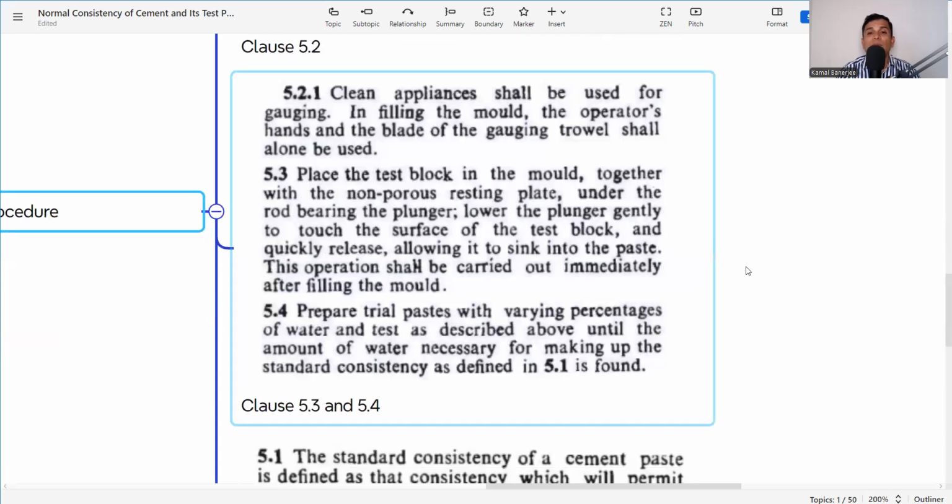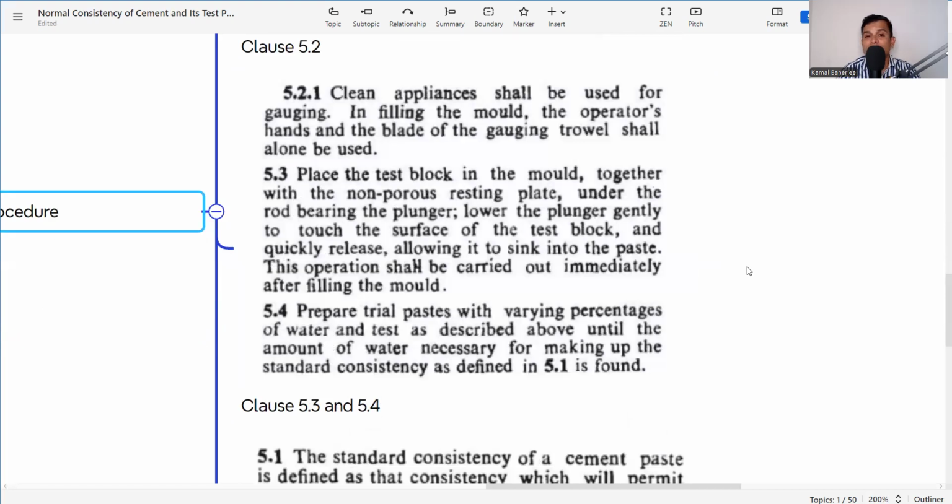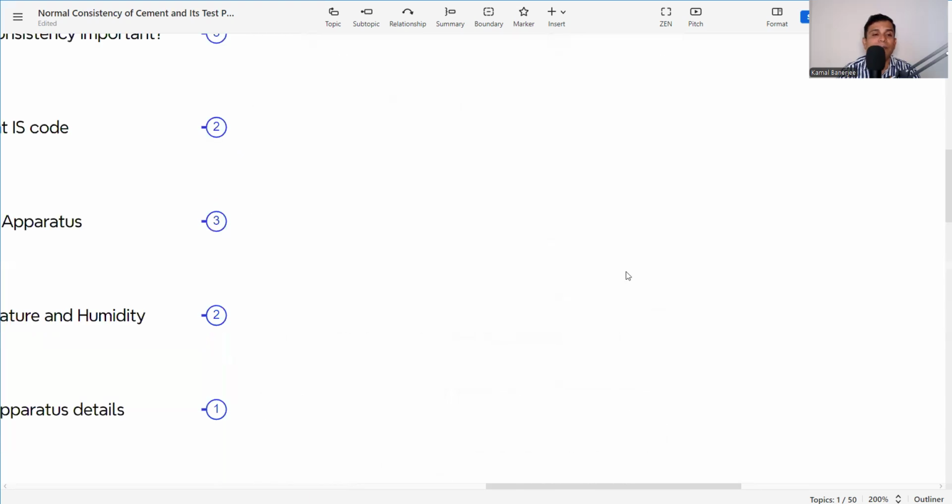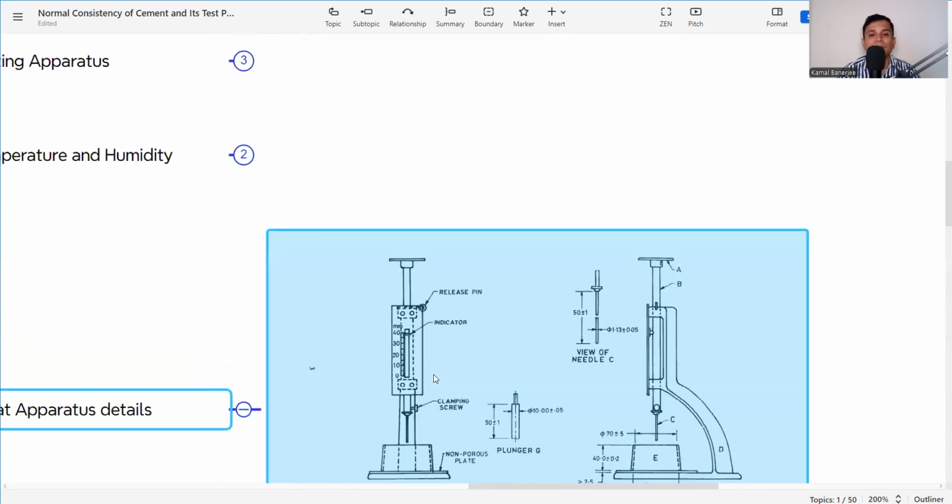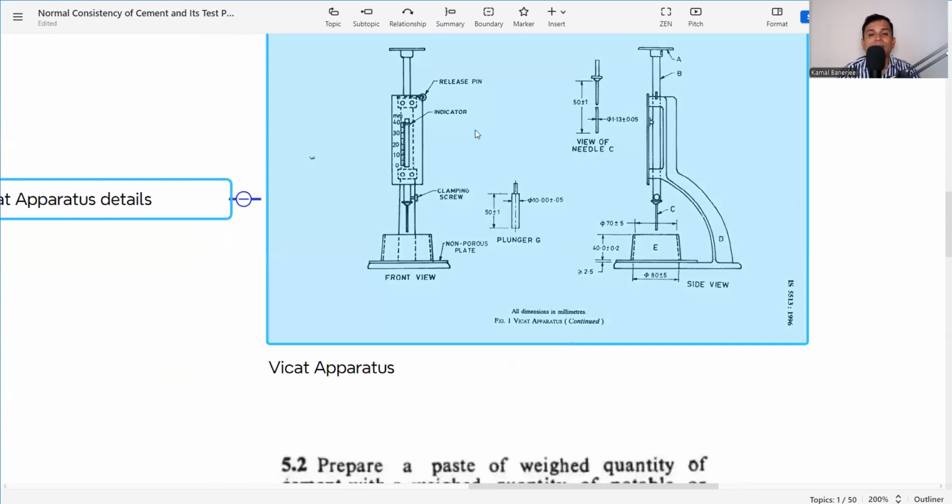Place the test block in the mold together with the non-porous resting plate under the rod bearing the plunger. Lower the plunger gently to touch the surface of the test block and quickly release, allowing it to sink into the paste. This operation should be carried out immediately after filling the mold. Now, what is that? Again, we will check from here. See what he's saying? This plunger has to attach here.